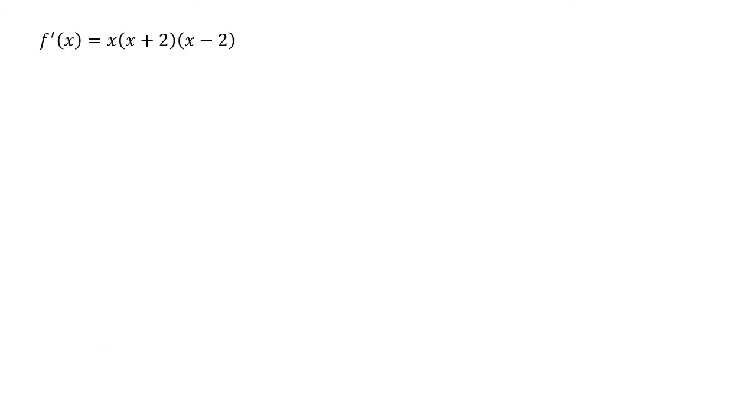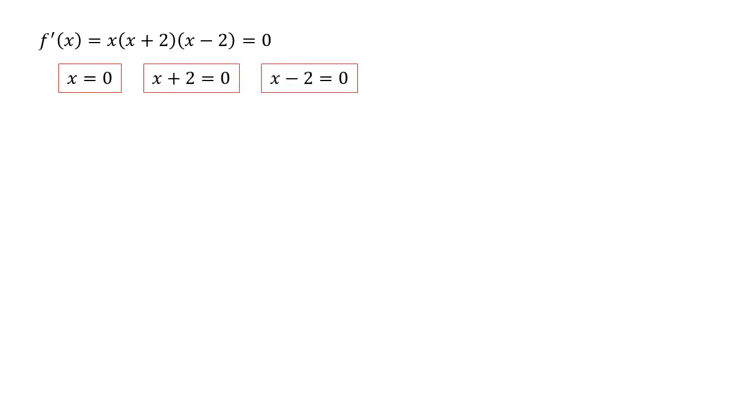Suppose we have the derivative of the function, f prime of x equals x times x plus 2 times x minus 2. It is a product of three linear factors. We let the derivative equal 0 to find the critical values. We will have three factors equal 0: x equals 0, x plus 2 equals 0, and x minus 2 equals 0. And solve these equations for x. We have x equals 0, x equals negative 2, and x equals 2. And they are the critical values.